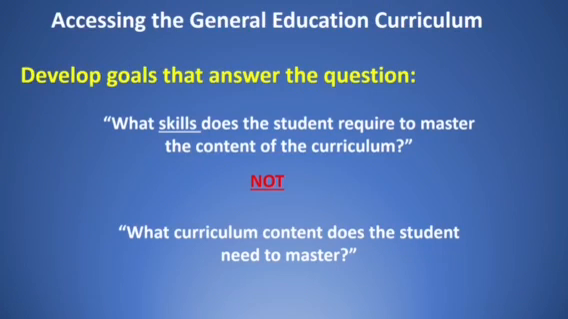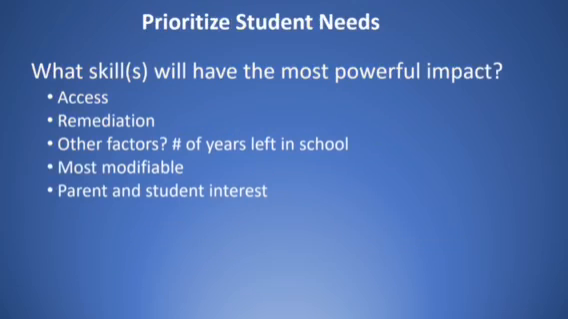We want to develop goals that answer the question, what skills does the child require to master the content of the curriculum, not what curriculum content does the student need to master. We want to look at what skills will have the most powerful impact. For access and remediation, we need to look at other factors such as the number of years this child has left in school, what might be most modifiable for the student, and what meets parent and student interest.